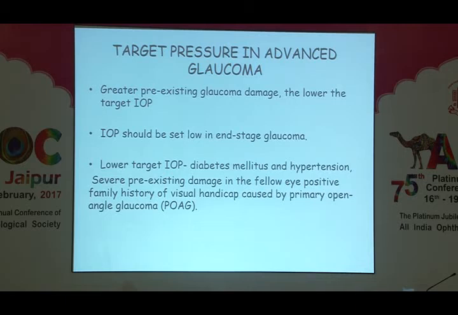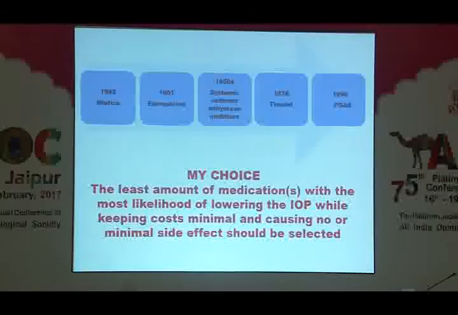Because every time he has a risk factor, you have to reduce the intraocular pressure that much. And if you look at all the medicines that have come up right from 1862 onwards, we find that we are much better off. We now have a gamut of various types of drugs, and what would we choose?